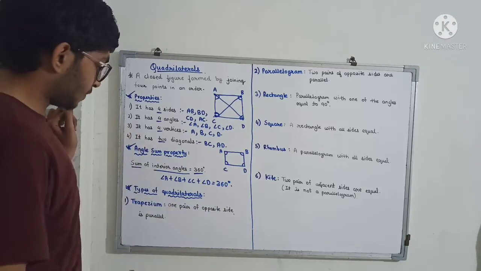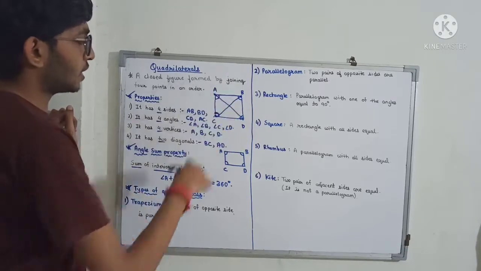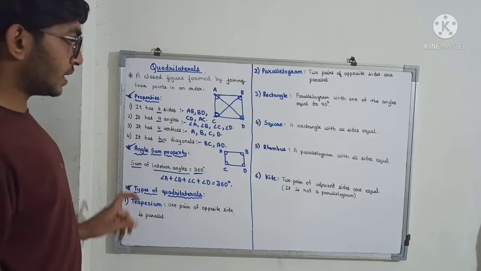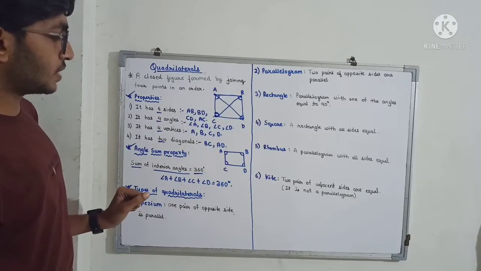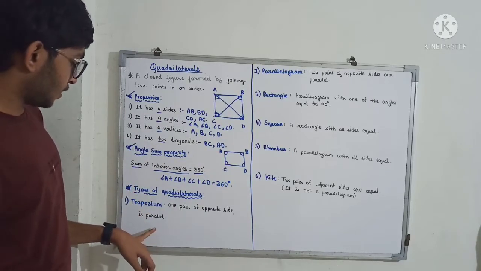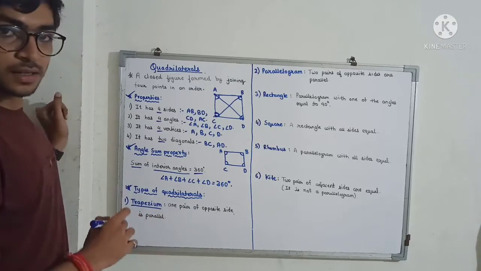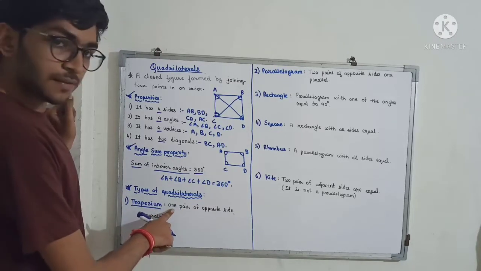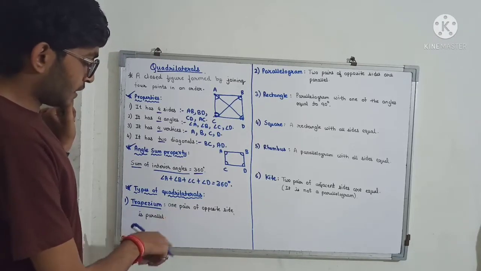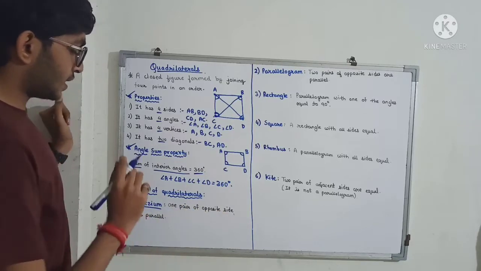Now comes types of quadrilaterals. How many types of quadrilaterals can we make? So basically there are 6 types of quadrilaterals. Now the first is a trapezium. In a trapezium, one pair of opposite sides are parallel.